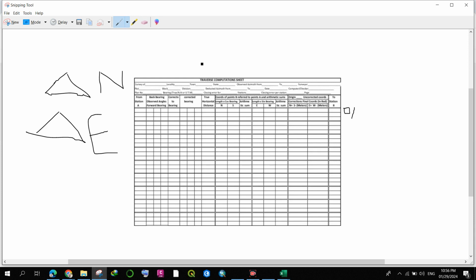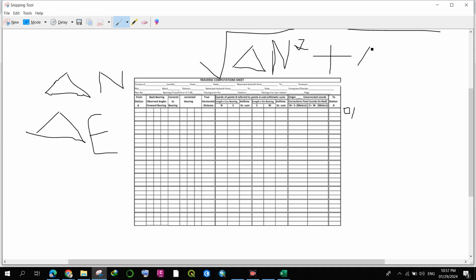You have something like this: the square root of your change in northing squared, plus the change in easting squared. Are we together? Have you seen something like this before? Yes, sir. Good.